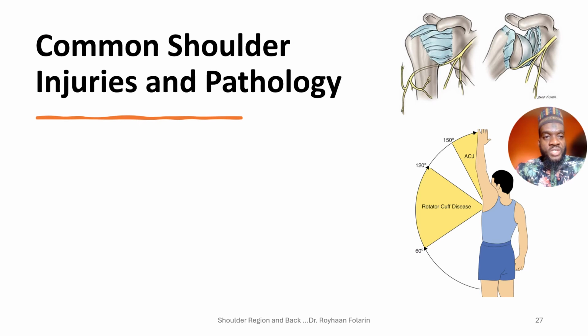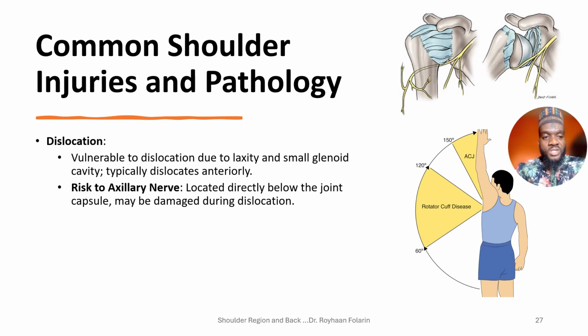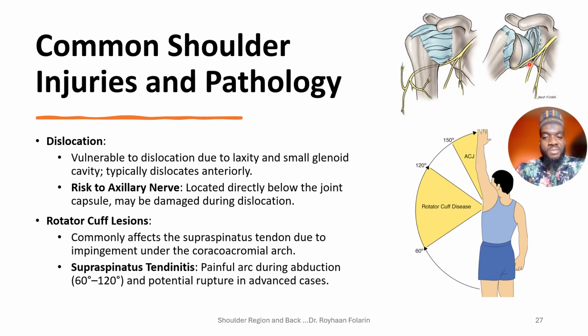So there are a number of injuries that are common to the shoulder. We'll mention just a few of them. So dislocation is very common. The shoulder is very vulnerable to dislocation, particularly due to the laxity and small glenoid cavity. And this is typically occurring in the anterior direction whenever the dislocation is to happen, like you have here. Whenever this happens, the axillary nerve gets injured. It's located directly below the joint capsule, and may be damaged during the dislocation. So the axillary nerve is very much in danger.